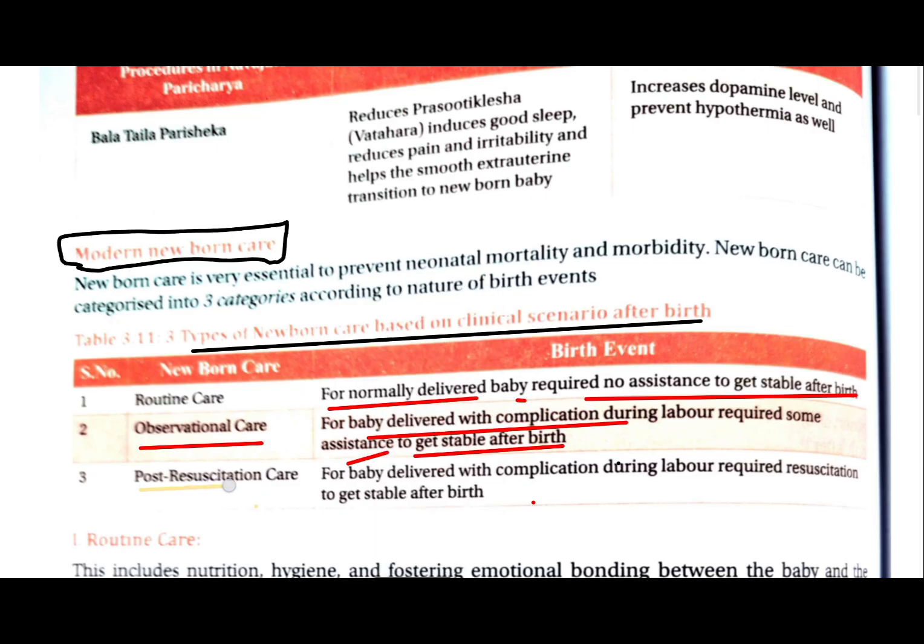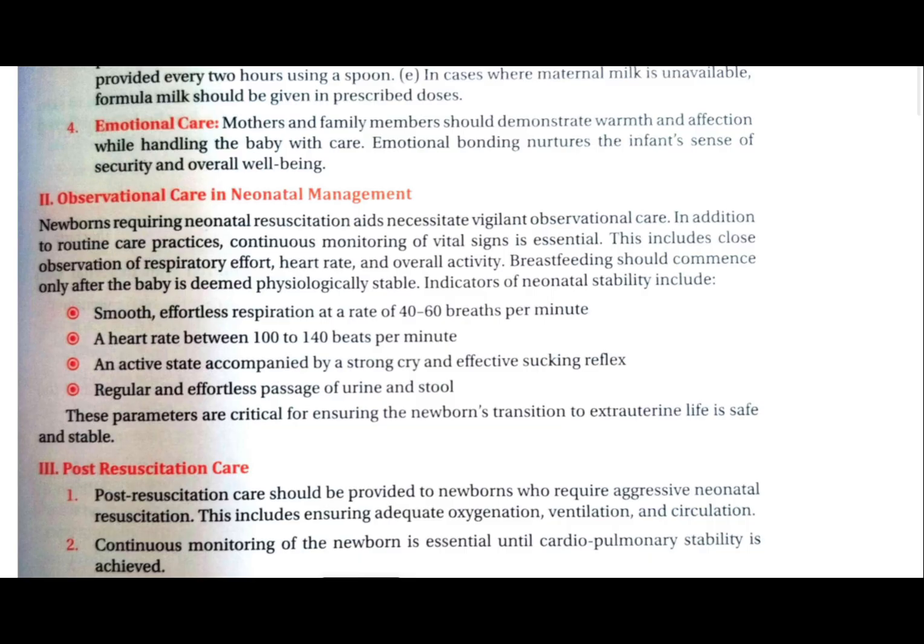Next is post resuscitation care. For a baby delivered with complications during labor who required resuscitation. We have seen what resuscitation is: taking the baby to its normal form, normalizing the baby. So that is called resuscitation, right? So three types have been given: routine care, observational care, and post resuscitation care. We will move to the next slide.